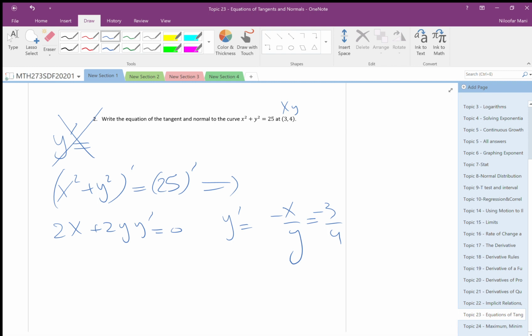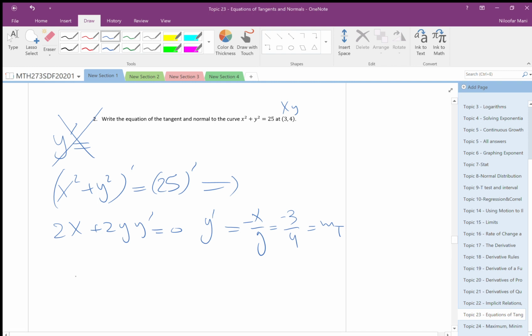So this is the slope of the tangent line. Okay, no, maybe I have to do it here. Let me make it a little bit neater. So I can do y prime is minus x over y, which is minus 3 over 4. Yes, so this is the slope of the tangent line. Okay, how about the slope of the normal line?